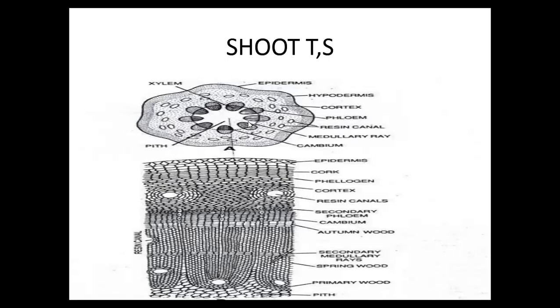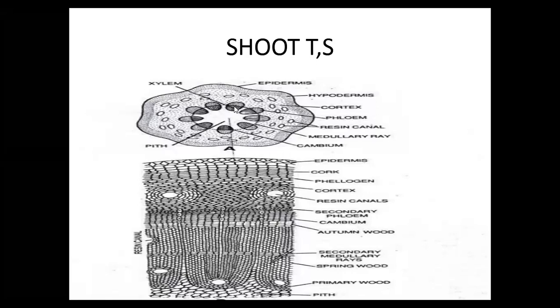What is the meaning of conjoint? The xylem and phloem tissues are fused. Collateral: the fused tissues are arranged side by side. Open: between the fused xylem and phloem, cambium is present, called open. Endarc xylem means the protoxylem is present towards the inside, towards the medullary side. So the vascular bundles are conjoint, collateral, open, endarc type.